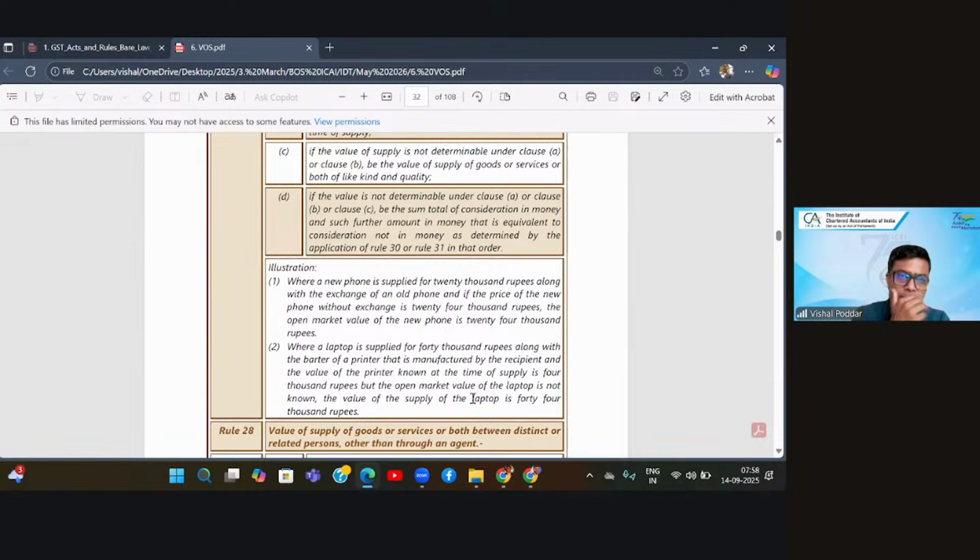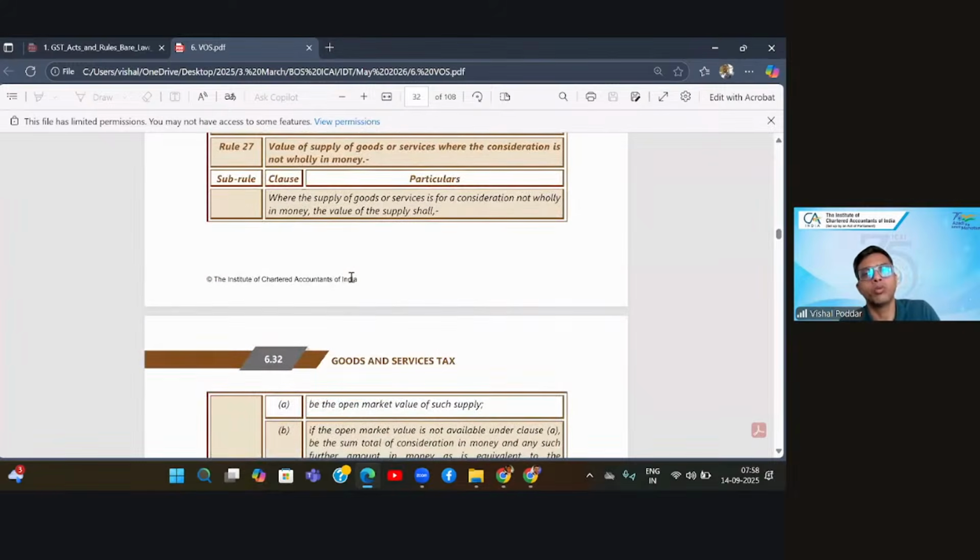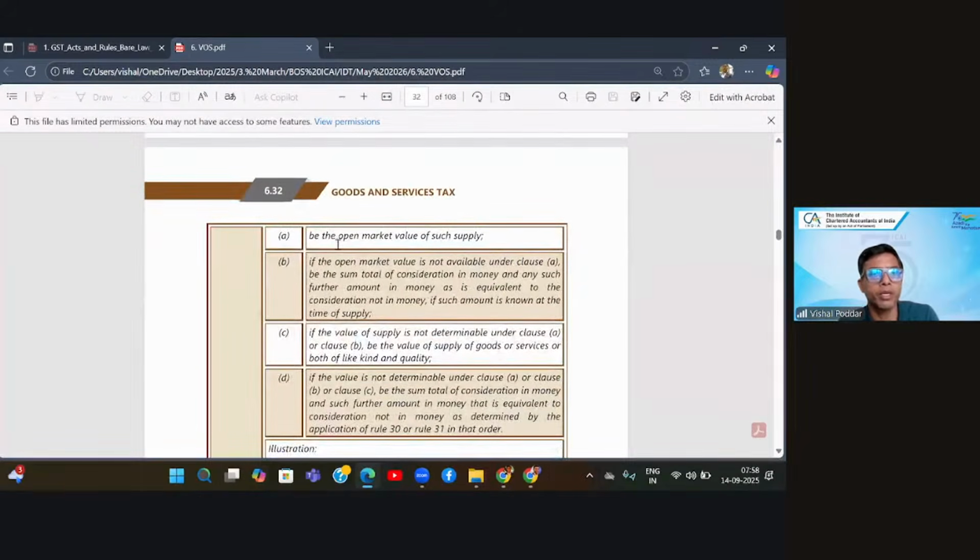So it is not falling in Schedule 1 cases. There is a consideration. Only the thing is that consideration is not fully in money form. So either there is no money consideration at all, or partly there is money and partly there are non-monetary forms of paying the consideration. Now, when this happens, the rule says where the supply of goods or services for a consideration. So there is a consideration. The only thing is it is not wholly in money. Then the value of supply will be in this sequence A, B, C, D.